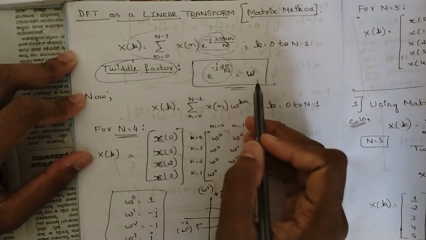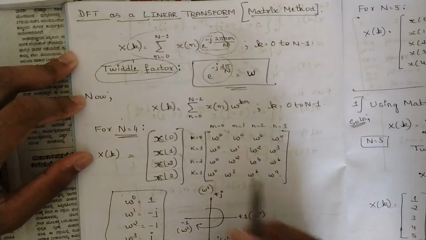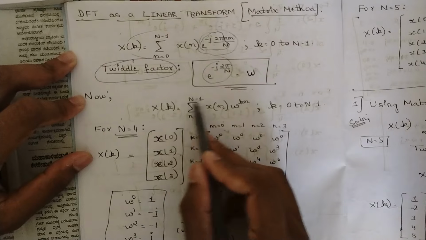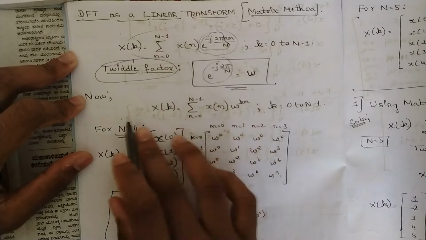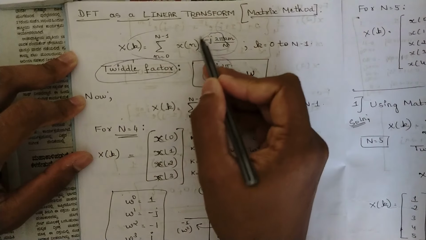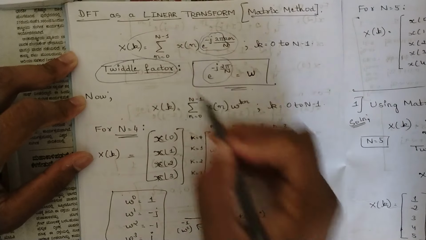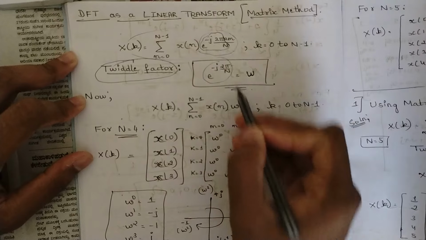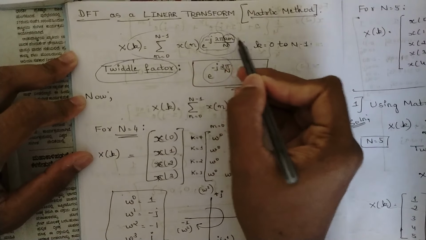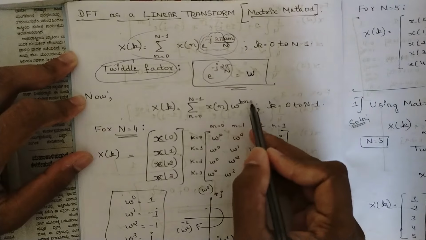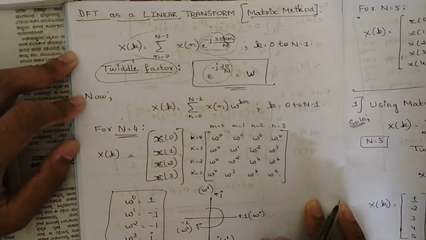Now that change you should make in the main equation. Again, X of k is equal to summation n from 0 to N minus 1, write the equation as it is, and in place of e power minus j 2 pi by N, substitute W. So x of n, keep it as it is, W to the power kn. Okay, kn remains, where k is equal to 0 to N minus 1.